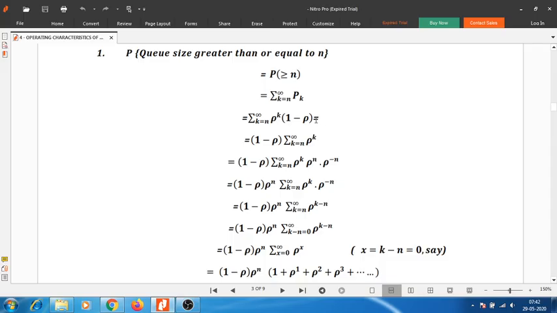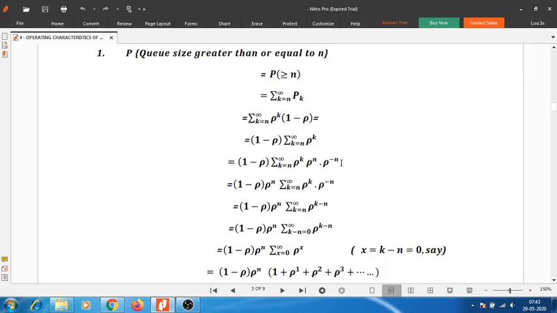Of course, this equality is removed from your notes. Now 1 minus rho is a constant with respect to the summation, summation k equal to n to infinity, rho power k. By simplification of the above equation, 1 minus rho summation k equal to n to infinity rho power k into, we multiply with rho power n and also remove the same thing, rho power minus n. Introduced rho power n and removed rho power n, so that the equation doesn't change, it remains constant.